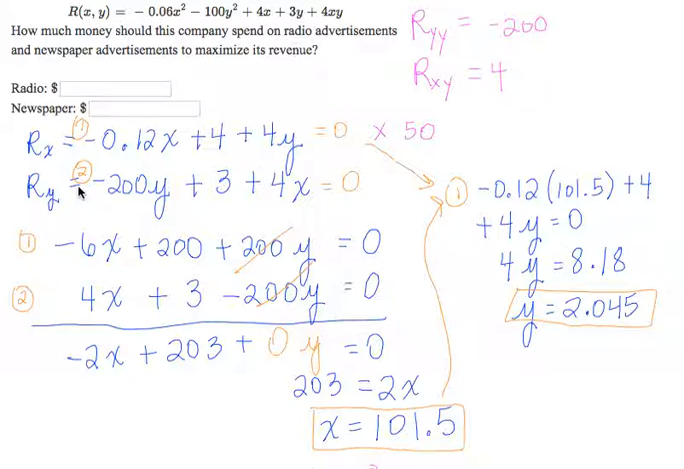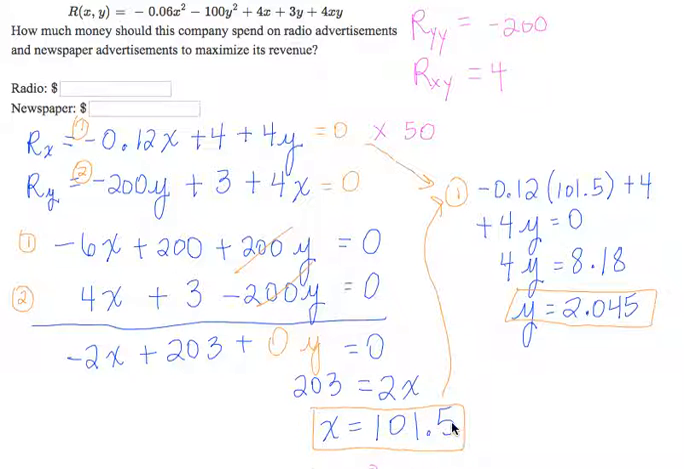The second equation, I haven't done anything except reorder the terms. I put the 4x term right here first, the 3 in the middle, and then the negative 200y over here on the end, so that when I draw a line and then add these two equations, my variables are lined up correctly. So negative 6x plus 4x is negative 2x, 200 plus 3 is 203, and the y terms cancel. So then we have an equation just with x's, which we can solve, and we get x is 101.5.